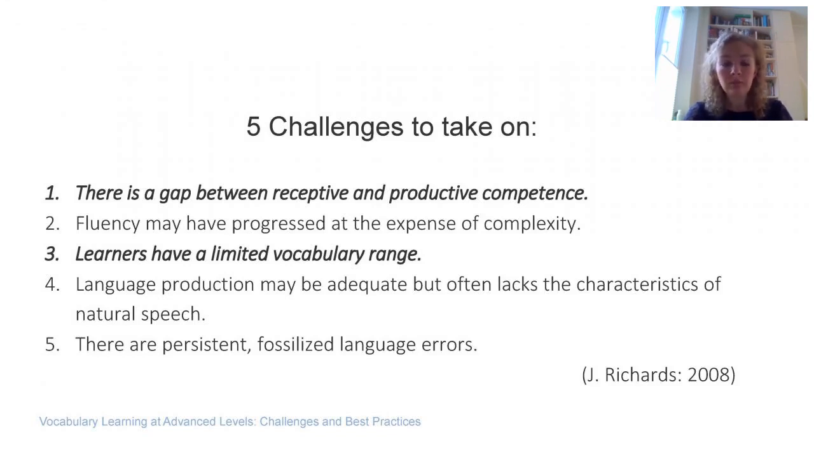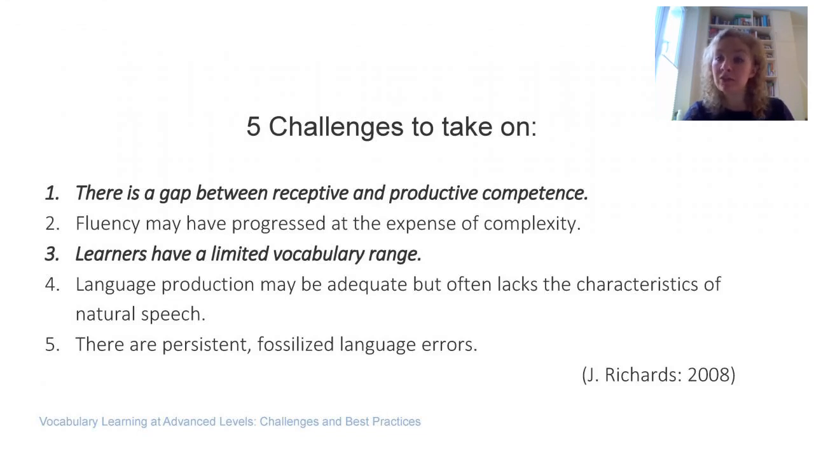So Jack Richards posed 5 challenges that we need to take on when we want to proceed to advanced level. So first of all, there is a gap between receptive and productive competence. Second, fluency may have progressed at the expense of complexity. So the learner can express themselves quite easily and clearly, but the complexity of the language still sticks at the intermediate level, so they don't incorporate a lot of the vocabulary and structures they have learned. So again, these 2 factors are very much interconnected.